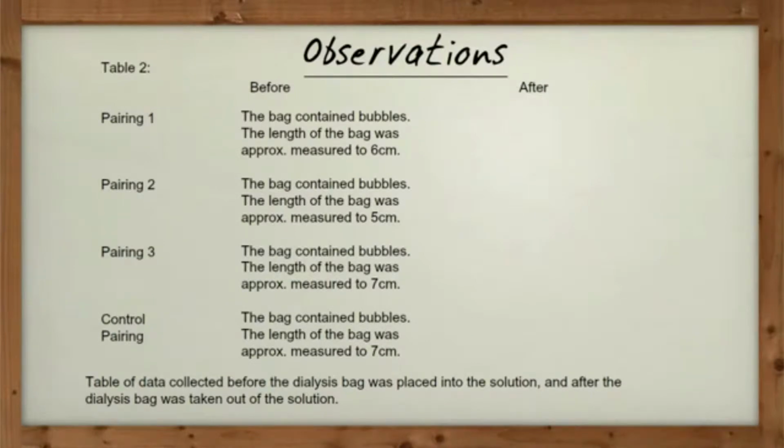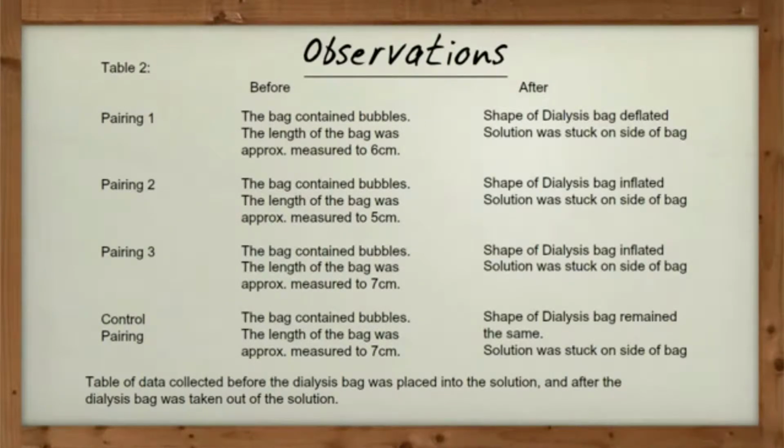Observations before and after the experiment were made. For all pairings, the bag contained bubbles. After the experiment, solutions were stuck on all bags, and the shape of the bags were: for pairing 1, it was deflated; for pairing 2, it was inflated; for pairing 3, it was inflated. For the control pairing, the shape remained the same.